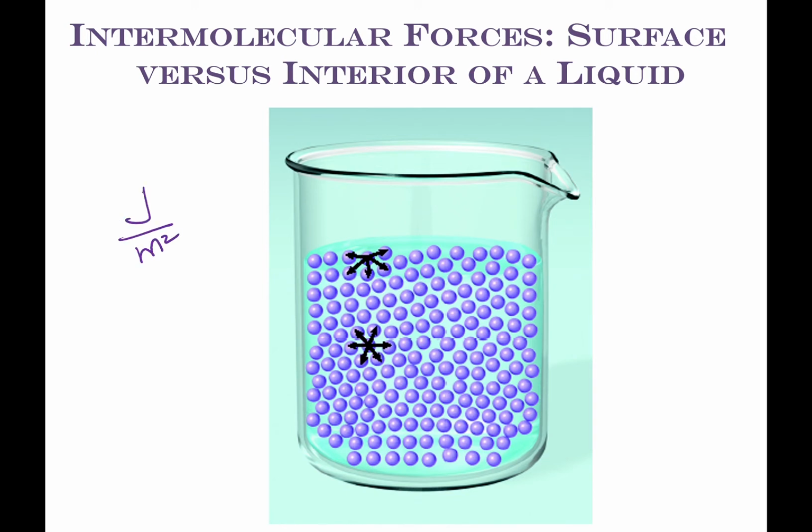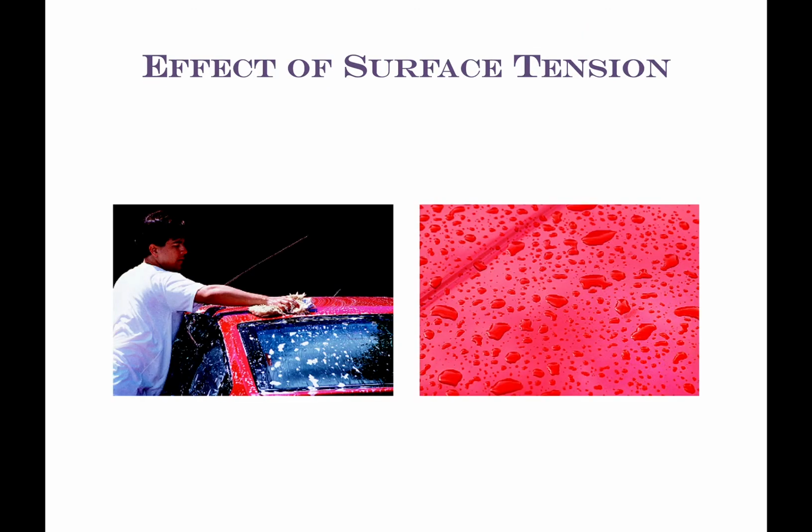We can always change this area unit. It could be centimeters squared, right? Any area unit will work. So the effective surface tension is probably something you've seen, especially when washing your car. You can see the little droplets of water where they bead up and they come next to each other. They attract each other.